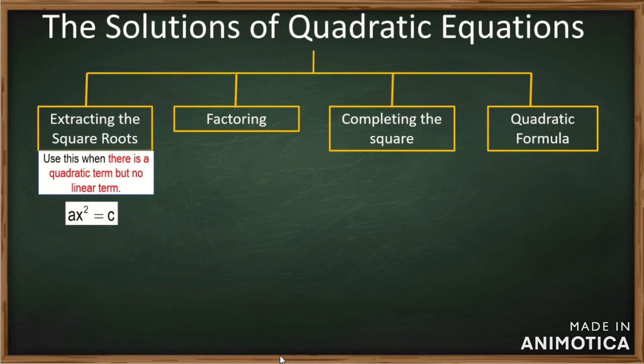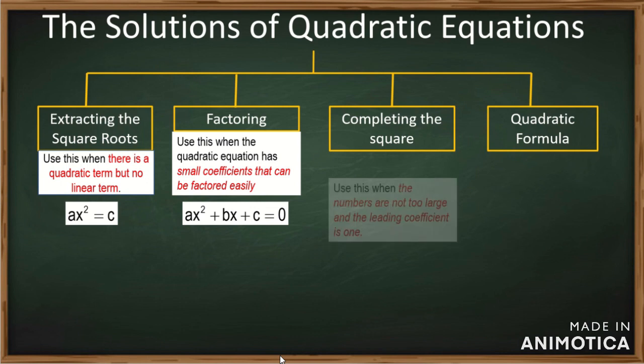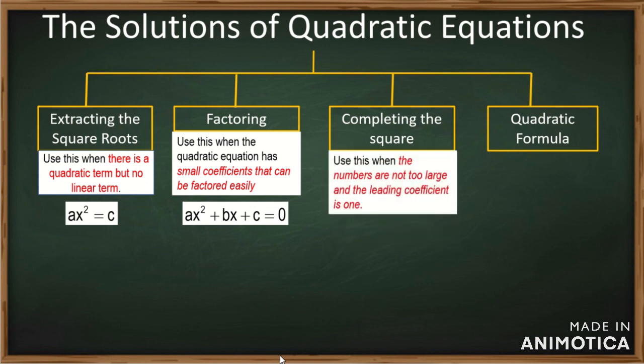We use factoring when the quadratic equation has small coefficients that can be factored easily, and the equation must be written first in the form ax squared plus bx plus c equals 0, or the standard form. We use completing the square when the numbers are not too large and the leading coefficient is 1, and the equation must be written first in the form ax squared plus bx equals c.